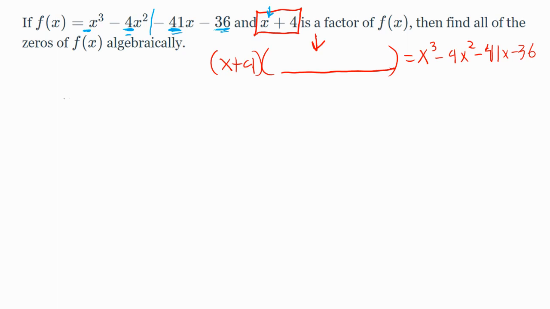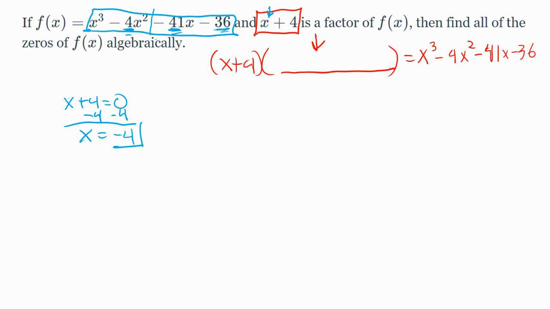So first thing with linear synthetic division is we say x plus 4 equals 0, and you subtract the 4 to solve for x and get x equals negative 4. That number goes in your little half box, and we bring down all our coefficients from this polynomial in order. So we have the 1, the negative 4, the negative 41, and negative 36. You give yourself a little space and draw a math bar because we're going to do some math.